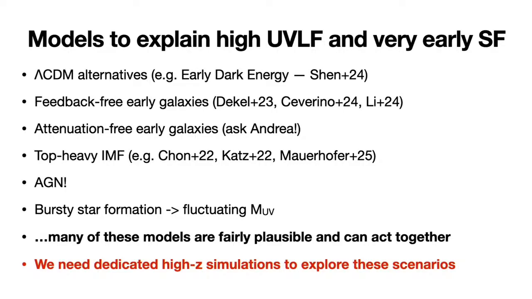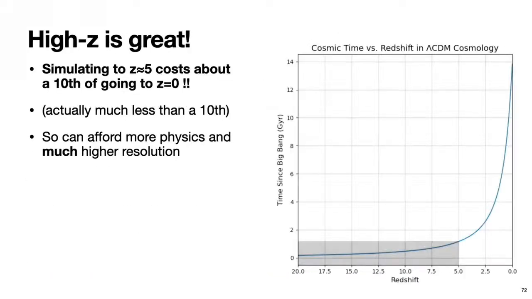And bursty star formation can also help. So these are pretty much all plausible. Many of them are plausible, and probably a combination of these models is a solution to these bright galaxies at high redshift. And we need dedicated high redshift simulations to try to probe these scenarios and see if they work. There are already efforts to do that.